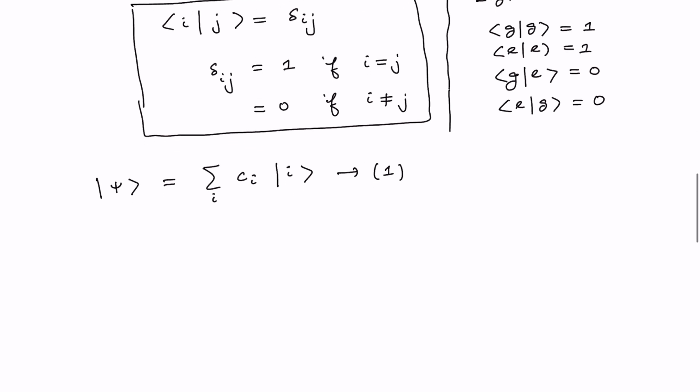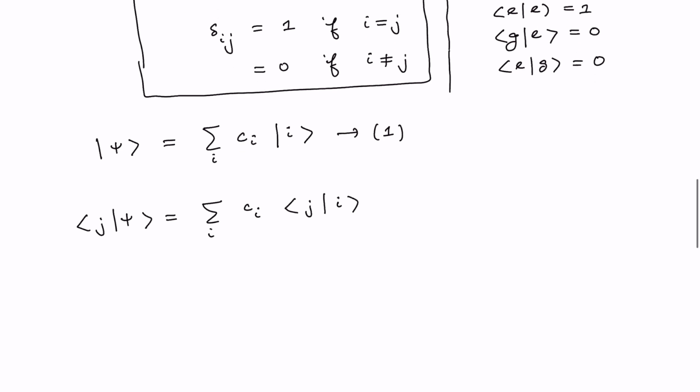Let me multiply equation 1 on both sides by bra of j. Let me multiply the right hand side also, because Ci is just a complex number. So let me now take the scalar product with I. So this is what I will get.